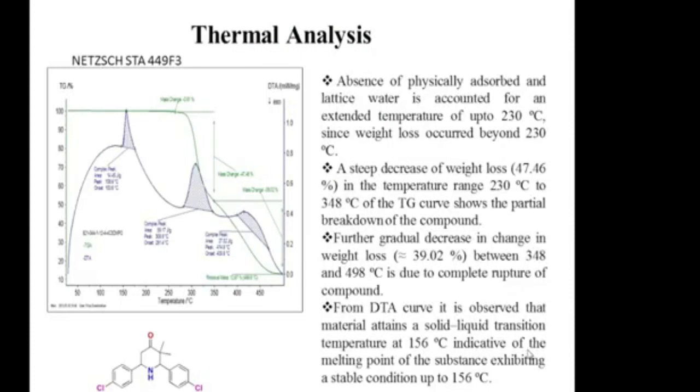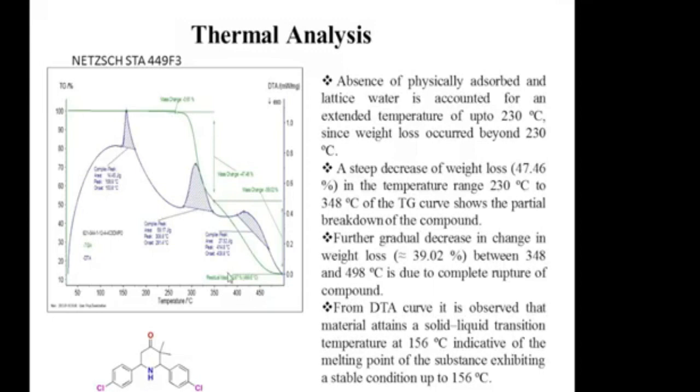Now the thermal studies. There is no physical observation of lattice water, and the crystal is stable up to 232 degrees centigrade, since weight loss occurs only beyond 230 degrees centigrade. A weight loss of 47.46 percent between 230 and 348 degrees in the TG curve shows a partial breakdown of the compound.